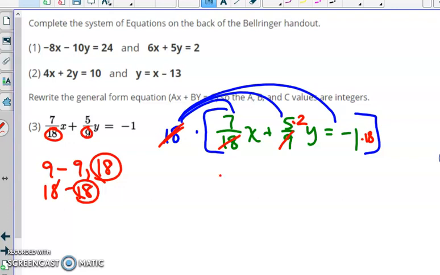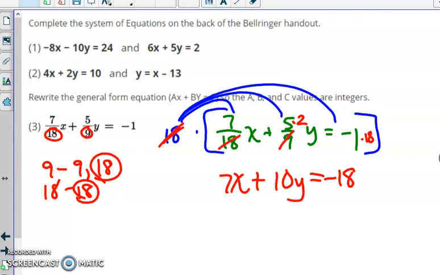So the first term, we got 7x. In the second term, we have a 10y, since 5 times 2 is 10. And then the third term, we have a negative 18. So these two equations, 7/18 x plus 5/9 y equals negative 1, and 7x plus 10y equals negative 18, both create the same line. It's just that now we don't have to deal with the fractions.